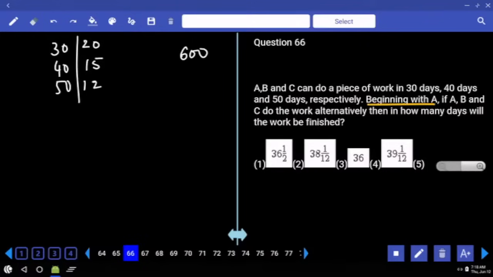Beginning with A, ABC are doing work on alternate days, correct? First day 20, second day 15, third day. So is every day's work the same? No, every 3 days the work is the same. 47 units of work will be done in 3 days. Nearest multiple of 47: 47 times 10 will be 470.